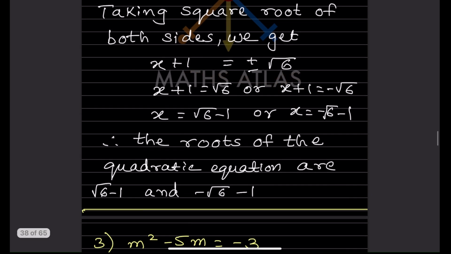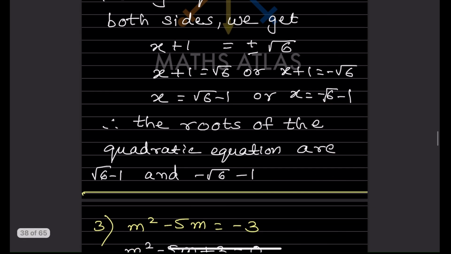So now let us solve for x. Here this will go here, that is going to be minus 1. And here again, it is going to be minus 1. So we got the two values of x, that is root 6 minus 1 and minus root 6 minus 1. So this is the answer.